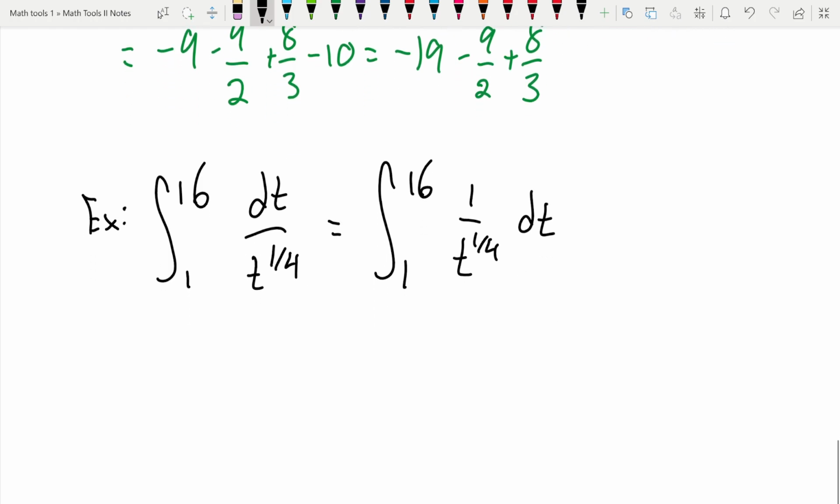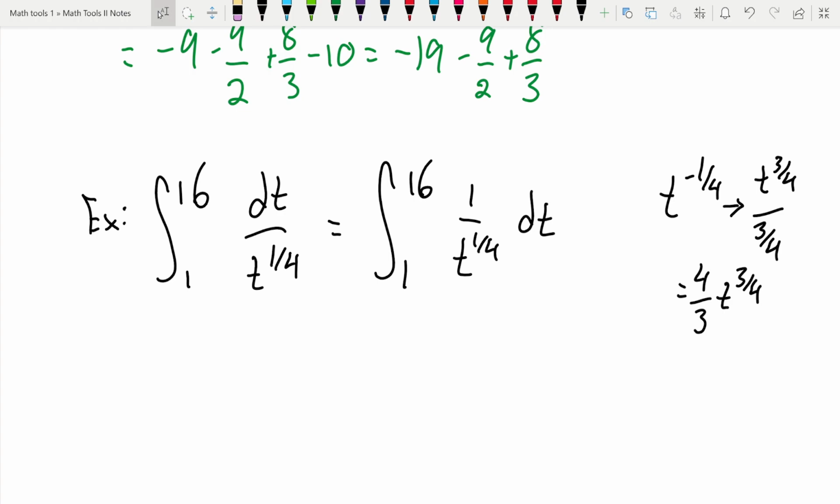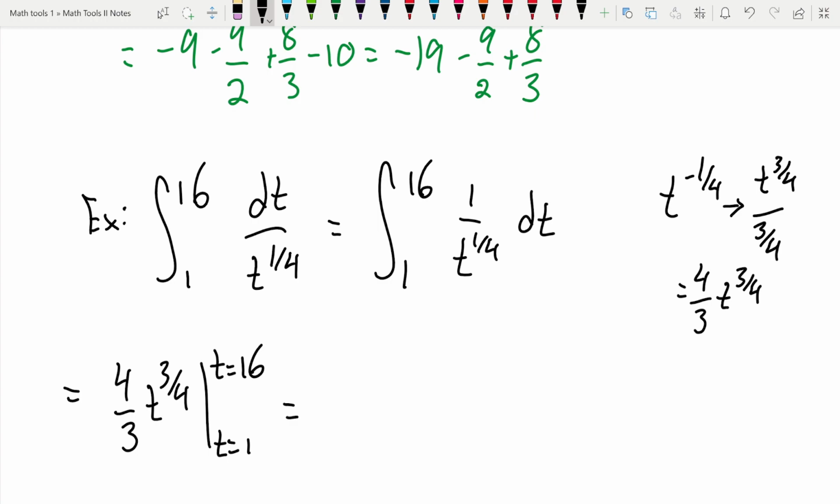Other than that, this is just a straightforward power rule, right? t to the -1/4 becomes t to the 3/4 over 3/4, which is 4 thirds t to the 3/4. So this is going to be 4 thirds t to the 3/4 from t equals 1 to t equals 16.